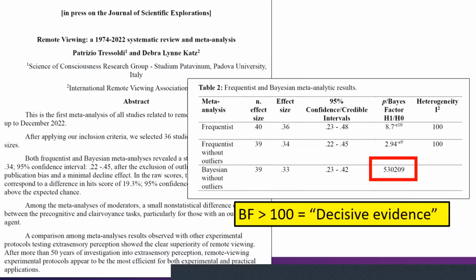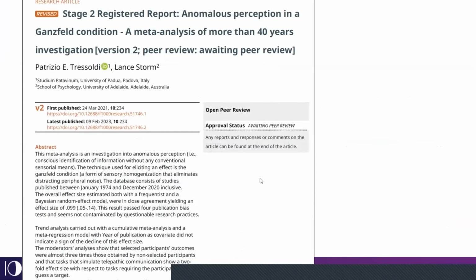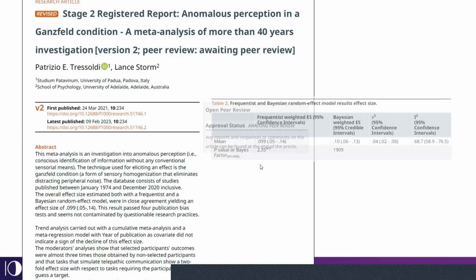So we have here 530,000 rather than 100. So you would think this is way beyond decisive evidence that remote viewing is a real thing. Likewise, anomalous perception in a Ganzfeld condition. This is primarily looking at telepathy tests. And again, in this case, the Bayes factor is 1,909, which is not quite as good as remote viewing, but still, if decisive evidence is 100 to 1, and here we're talking about something 20 times more than that, it's pretty good.